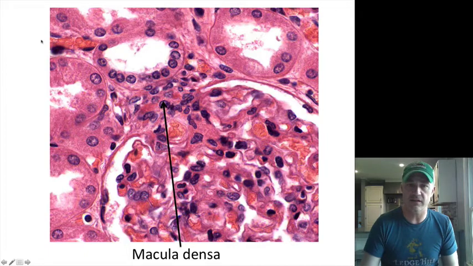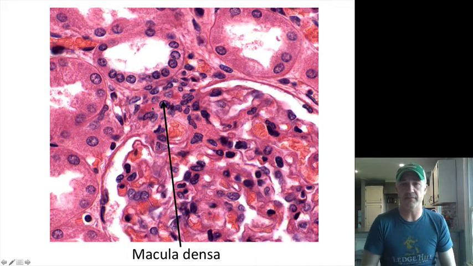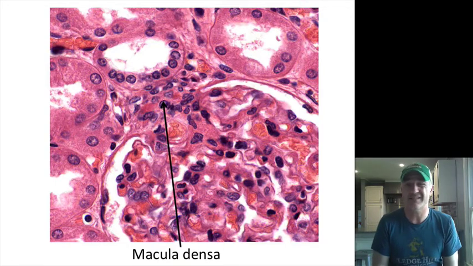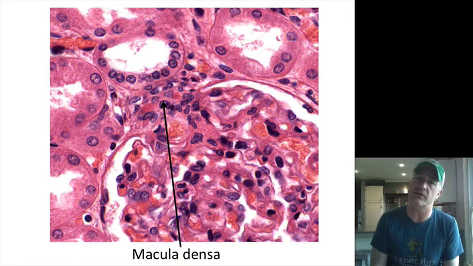You can also see this macula densa right here with this glomerulus. This would be a piece of distal convoluted tubule right here. That group of cells in the middle is called that macula densa. That's where that juxtaglomerular apparatus is. Kind of have to get a good view on these ones. We'll see if we can find one when we're doing one of the digital slides.